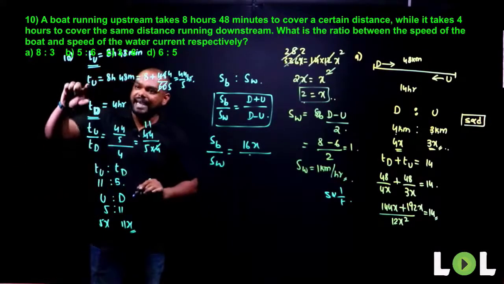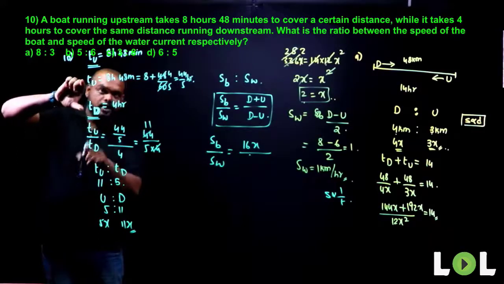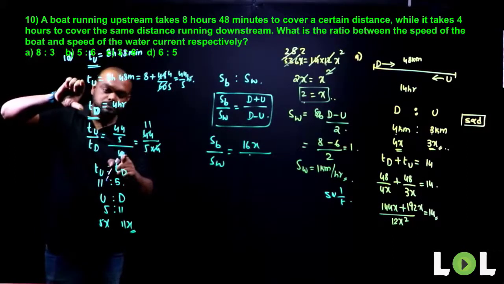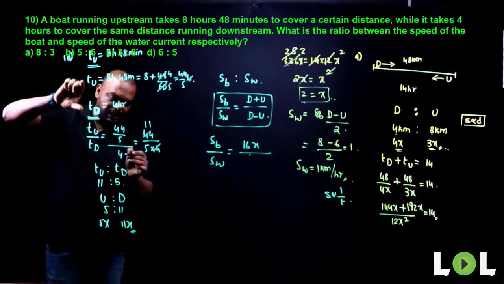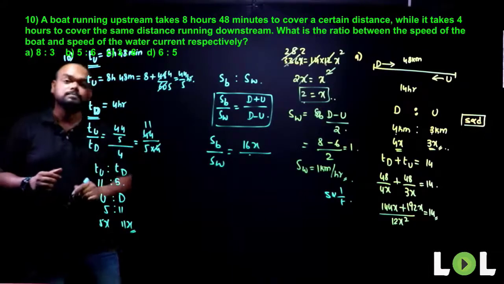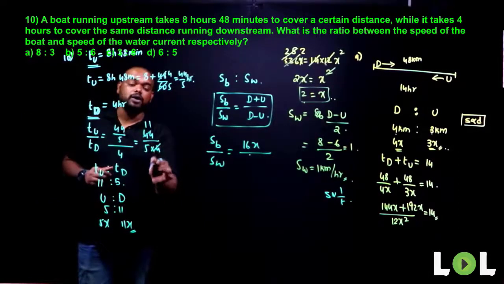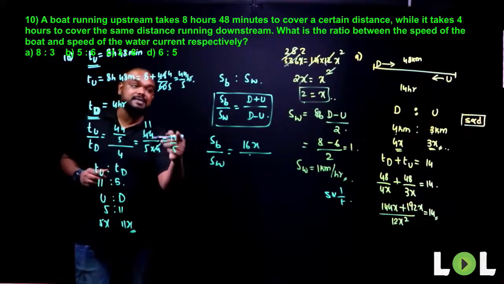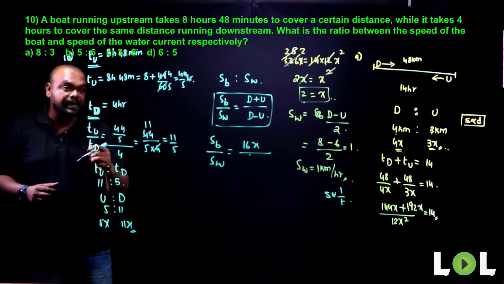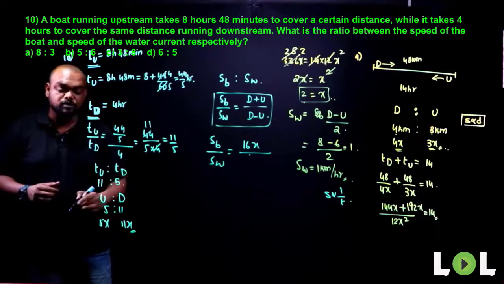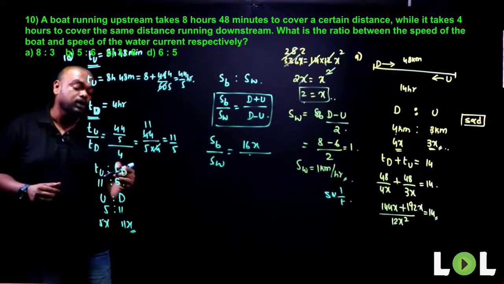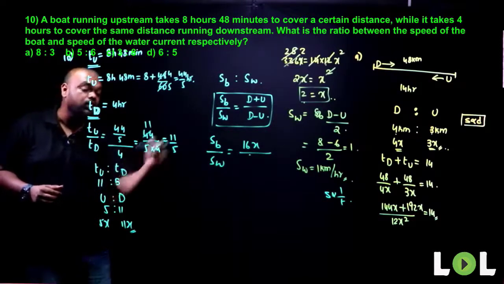If I take this TU by TD, what is TU? 44 by 5. TD is 4. 5 comes to the denominator. This becomes 44 divided by 5 into 4. So 4 into 1, 4 into 11. I'll get 11 by 5. What is this 11 by 5? TU is to TD. Time taken during upstream is to time taken during downstream. Time taken during upstream to the time taken during downstream is 11 is to 5.